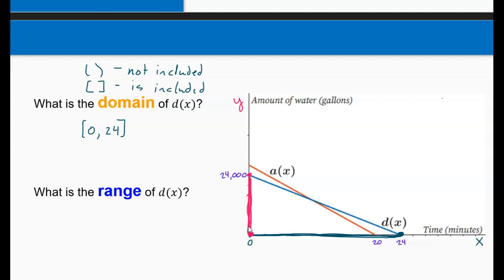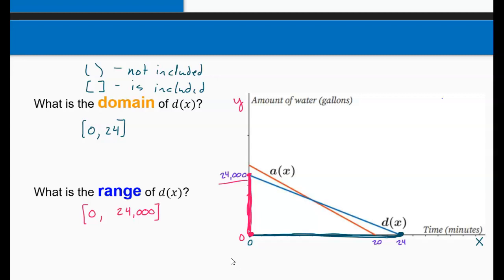So what is this interval? It looks like we're going from 0 at the bottom to 24,000 at the top. So our lower bound is 0. Our upper bound is 24,000. And once again, we have closed dots, so we're going to do square brackets.